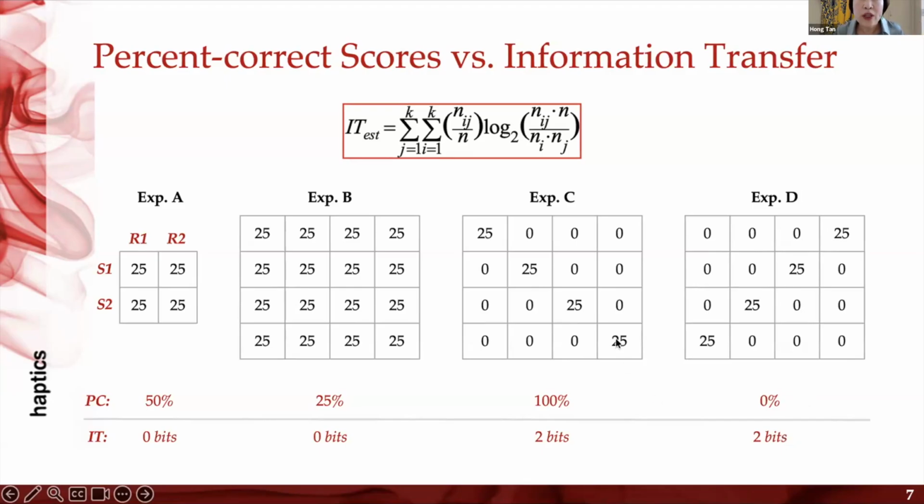So when you use information transfer, we are looking at how well somebody can identify the identity of signal. So the difference between experiment C and D is that the participant got the labels all backwards. But otherwise, it's very clear. I think you agree with me. Even in experiment D, this participant is able to tell the difference among the four stimuli. So you can see percent correct score and information transfer kind of measure different things.